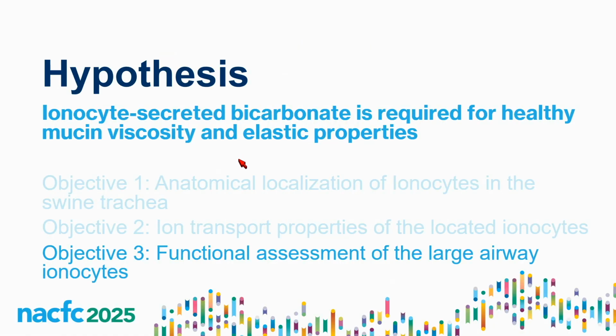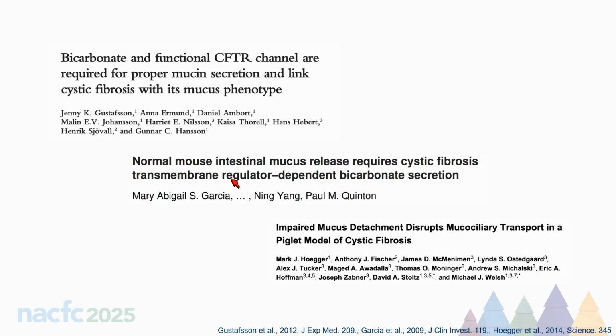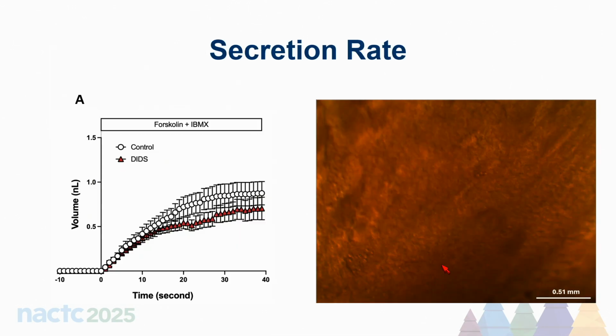Moving on to the last objective, we want to understand what happens when these bicarbonate ions are not secreted into the airway. Studies have shown that a proper CFTR channel and bicarbonate ions need to be available in the airway to have normal mucin properties. And when that doesn't happen, the mucin properties are thick and viscous, and there's impairment and detachment of the mucus coming from these glands, which disrupts the mucociliary clearance. So first, I want to find out if ionocytes have a role in this ASL volume regulation.